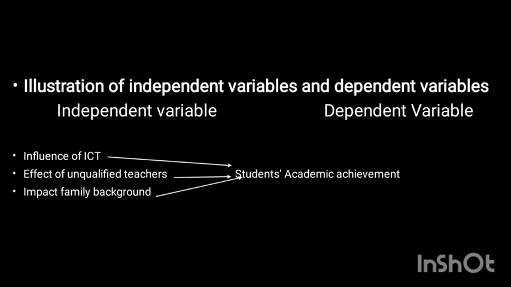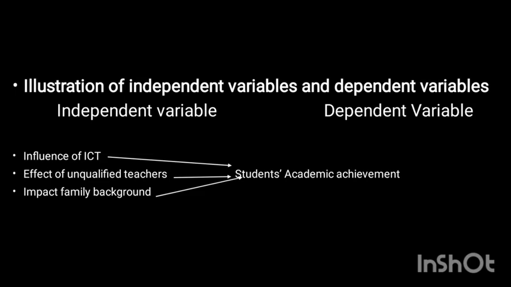Unqualified teachers is a variable. Family background is a variable. While students' academic achievement, this student academic achievement, is a dependent variable. For example, now, my ICT, which is my independent variable, I manipulated it by adding what? Influence. So I'm trying to check the influence of ICT on students' academic achievement.